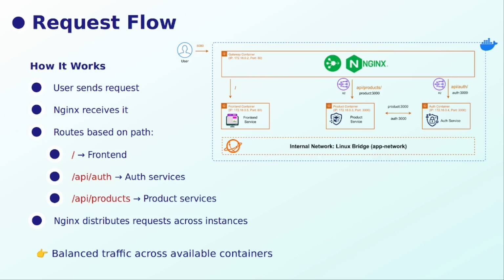If the request is /api/auth, it is routed to the auth service. If the request is /api/product, it is routed to the product service. Finally, Nginx distributes the request across available instances using a load balancing algorithm. The result is that traffic is evenly distributed across containers, preventing overload on any single instance and improving system responsiveness.